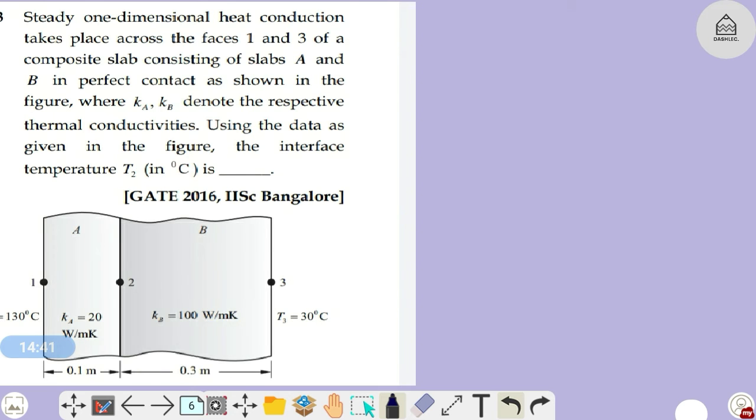This is our next question. Let's read it. Steady one-dimensional heat conduction takes place across the faces 1 and 3 of a composite slab consisting of slabs A and B in perfect contact as shown in the figure. Ka, Kb denote the respective thermal conductivities. Using the data given in the figure, find the interface temperature T2. We have to find this temperature.